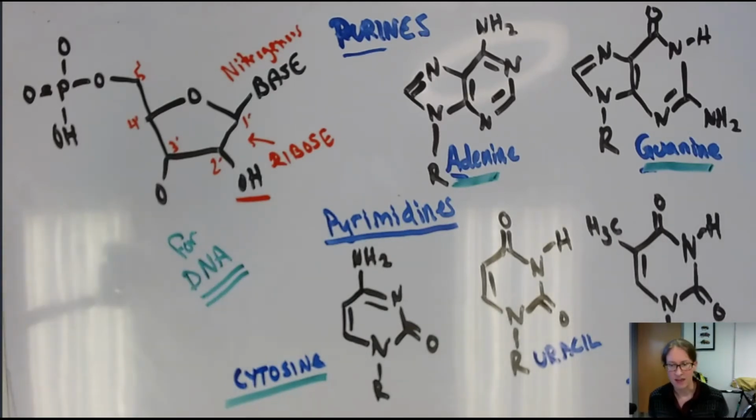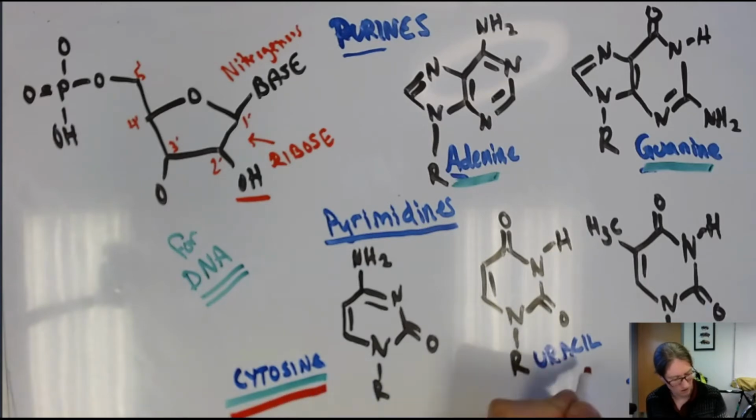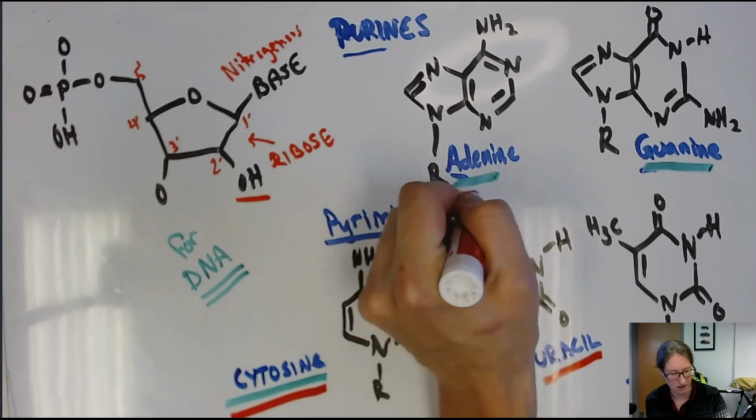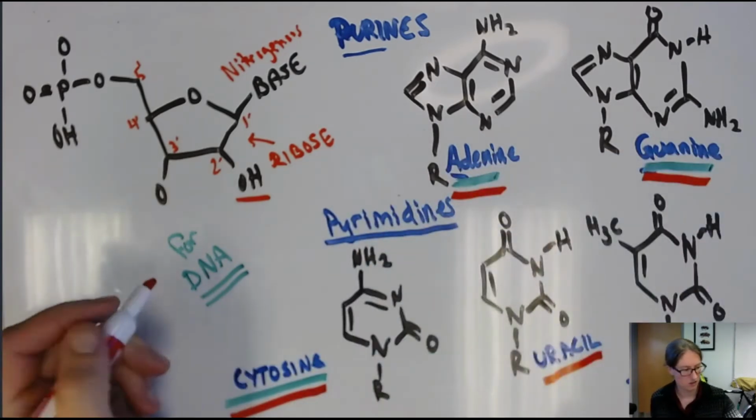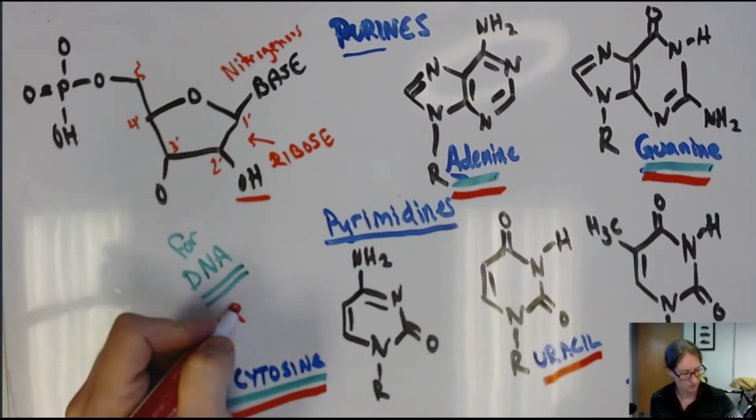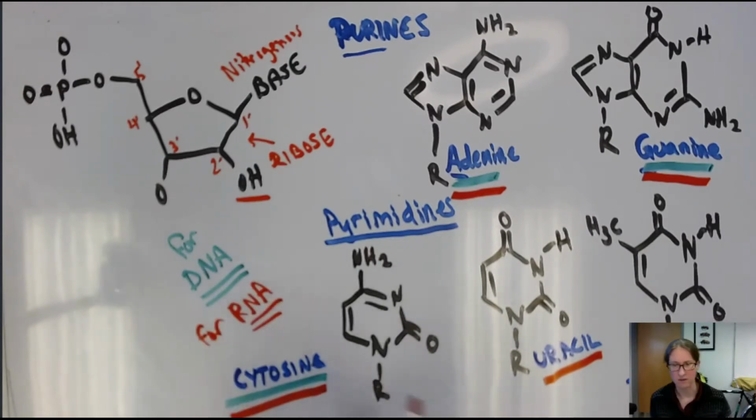But DNA cannot have uracil attached. And meanwhile, RNA can have cytosine or uracil attached, but not thymine, and it can also have adenine and guanine attached. Okay. All right, so that's kind of a tour of our moving pieces. So the next question is, how are these nucleotides organized?